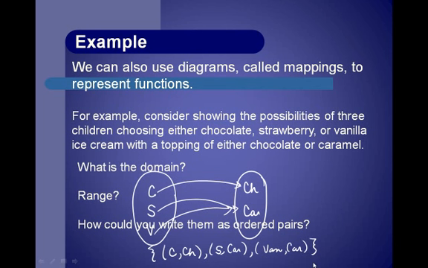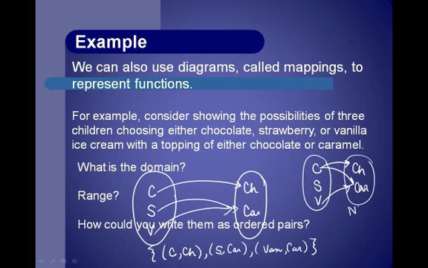Now, would this particular mapping represent a function? Well, the way we've got it, yes, because each one of the ice creams went to only one of the toppings. However, if we would have changed it and the first child wanted chocolate with chocolate and the second child wanted chocolate with caramel and the third child wanted vanilla with caramel, then this one would not be a function because the chocolate was chosen twice with 2 different outcomes.